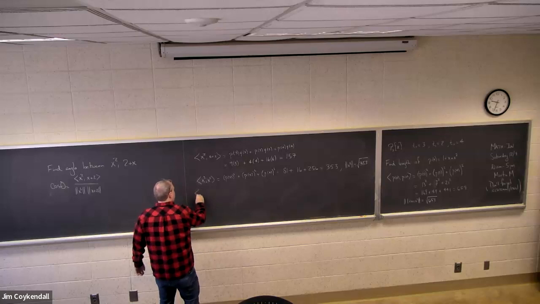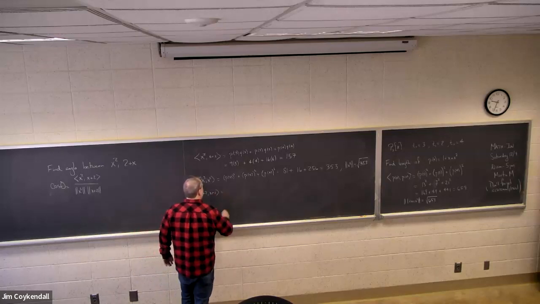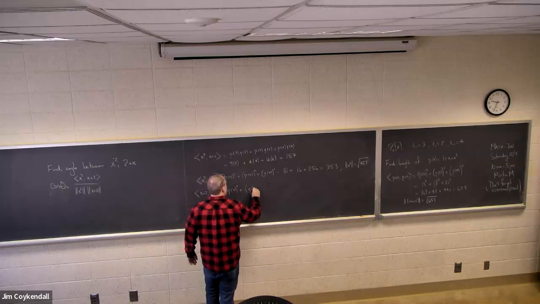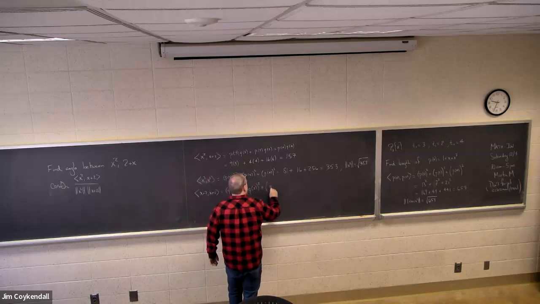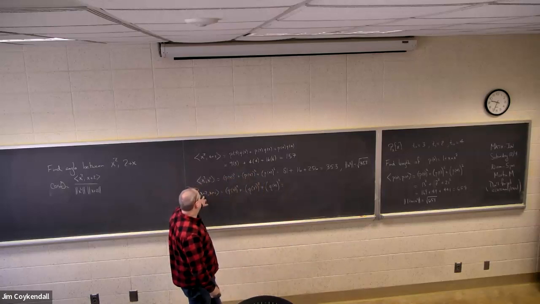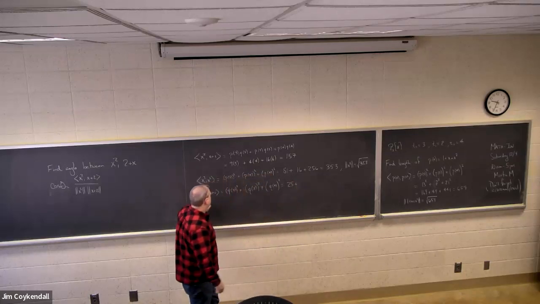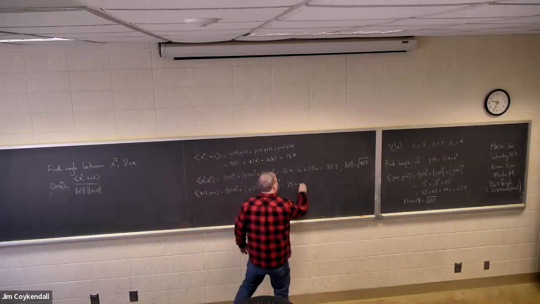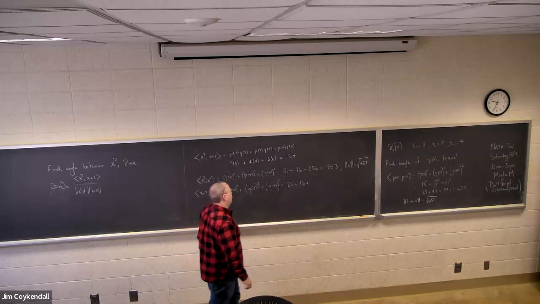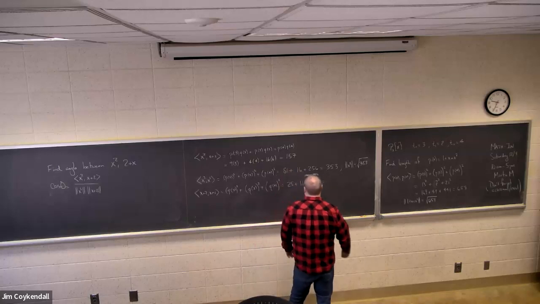And finally, the inner product here is q(3)² + q(2)² + q(4)², which in this case, when I plug in 3 here, I get 5, so I get 5 squared. When I plug in 2 here, I get 4, so I get 4 squared. And when I plug in 4 here, I get 6, so I get 6 squared, which is 36. So that's 77.